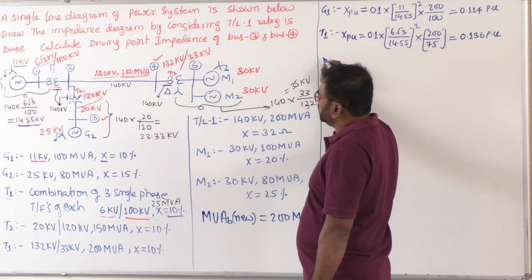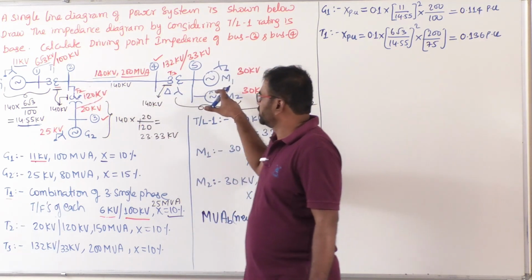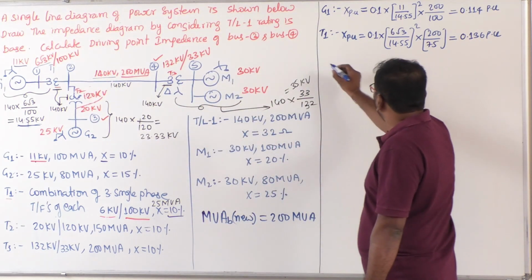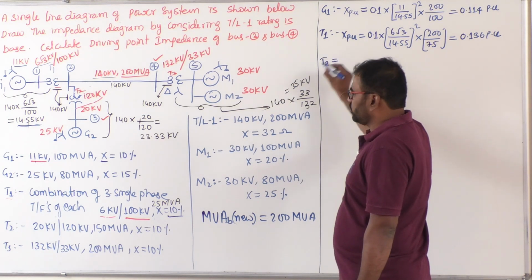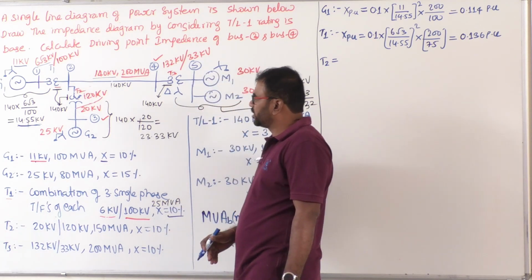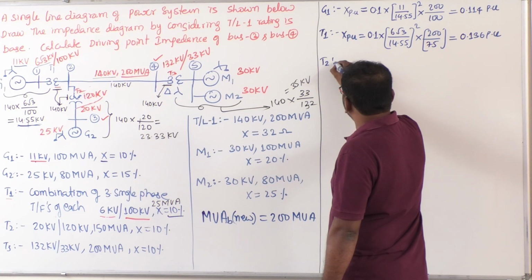Now let's see, we will solve for transformer 2 and generator 2. Later, we will move on to this section, okay? Coming to transformer 2. Transformer 2 is a 20 kV by 120 kV, 150 MVA, X equals 10%. That means X per unit old is 0.1 for transformer 2.